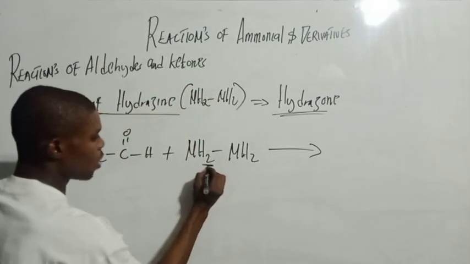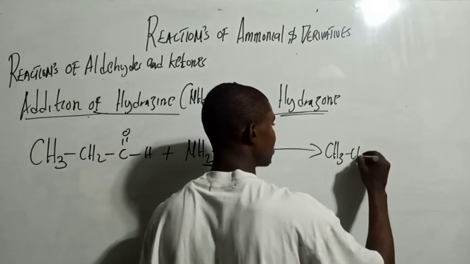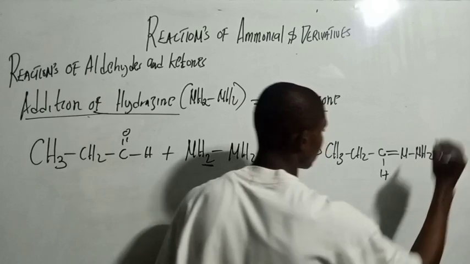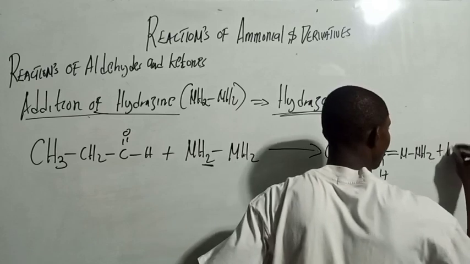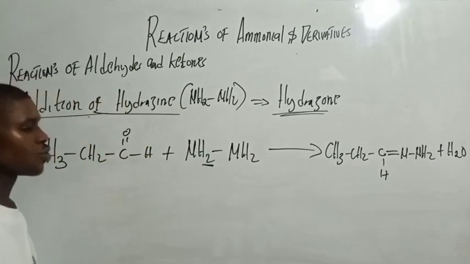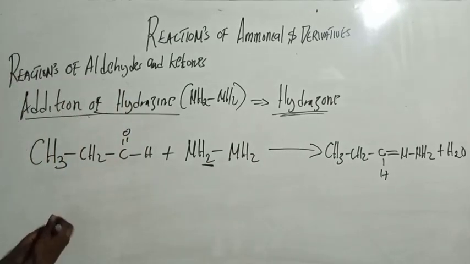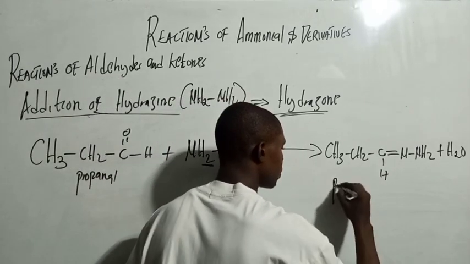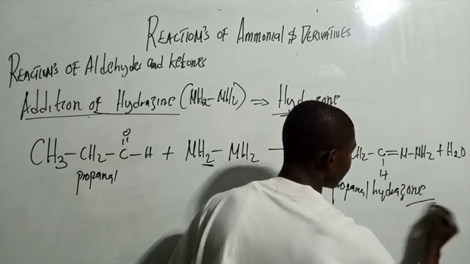In a similar way, these two here will move to this other one to form water. So what I have here is CH3, CH2, C, hydrogen here, NH2. Do you see that? Plus H2O as well as the product. So what will be the name of this one here? Remember, it's going to be hydrazone. So here we have propanal hydrazone. As easy as that.